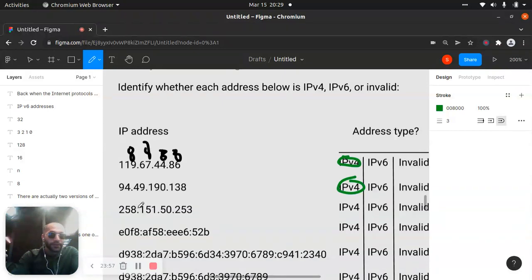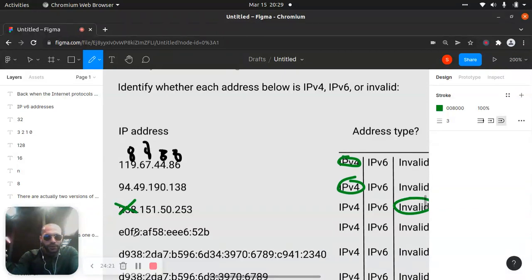Now 258. This is not true, okay? It cannot be true because we have only the range between 0 and 255. This is more than 255 and it cannot be IPv4. It's invalid.